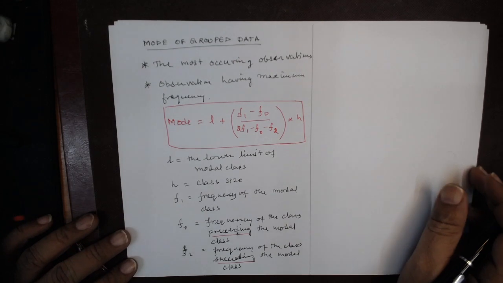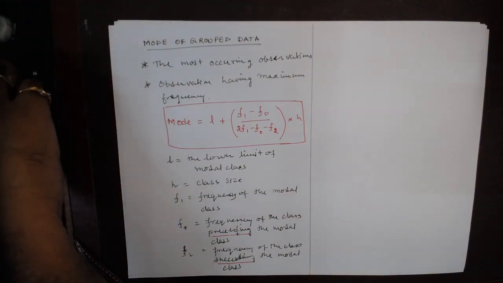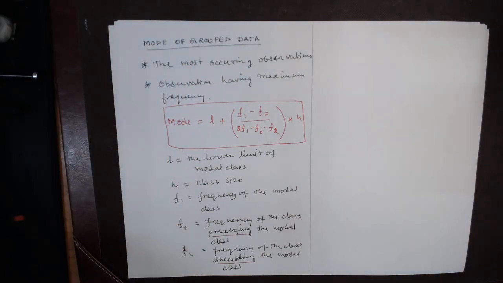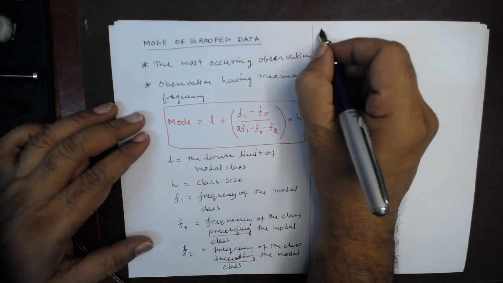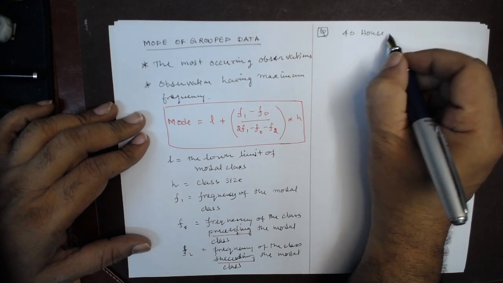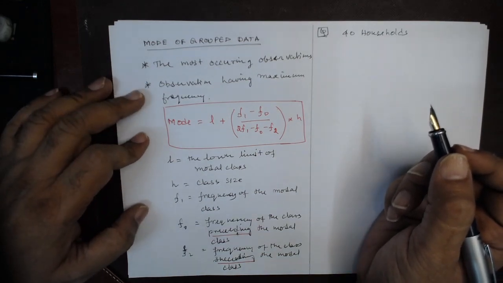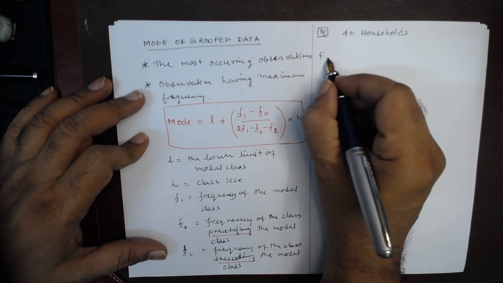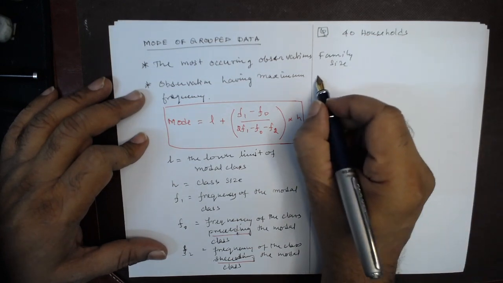Now let me explain this concept based on a problem. A survey conducted on 40 households in a locality by a group of students resulted in the following table: family size, number of families.